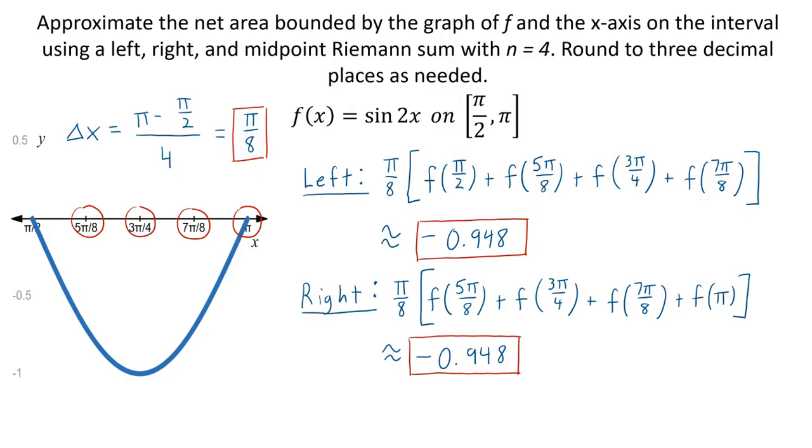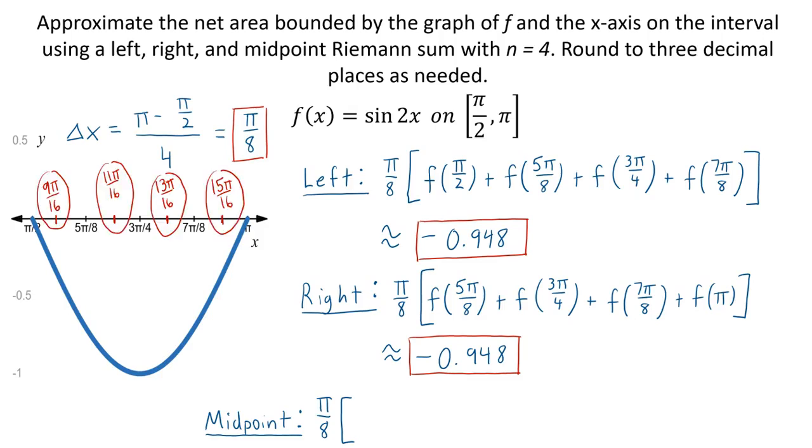So let's look at a midpoint sum now. For the midpoint sum, the heights of our rectangles will be found by evaluating the function at the midpoints of each of our subintervals. That means the height of each one of our rectangles will be evaluated at 9 pi over 16, 11 pi over 16, 13 pi over 16, and 15 pi over 16. And again, using Desmos to help us calculate this, we get approximately negative 1.026.